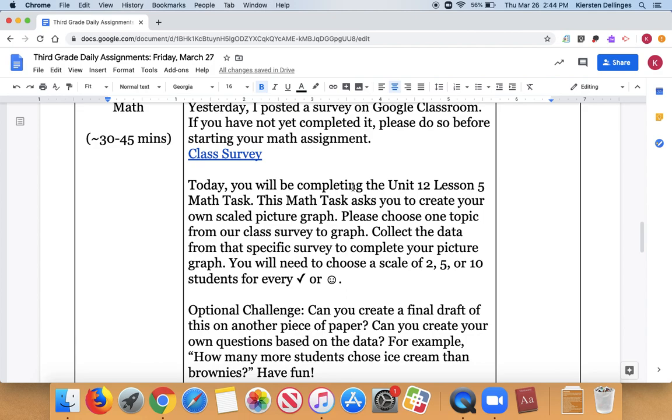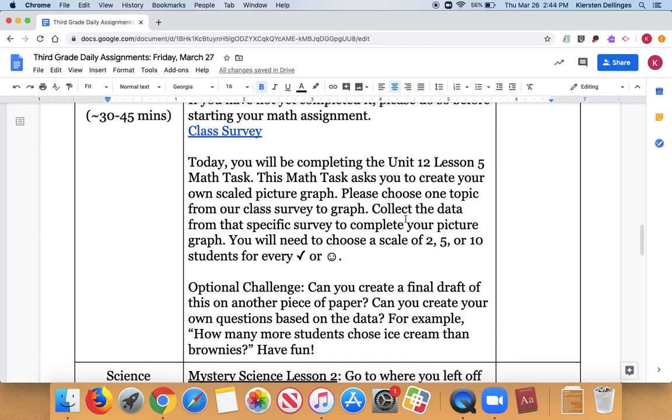Okay, so if you chose or you're most interested in your class's vote for favorite sports, then you will write favorite sports as your title, write down the labels of the favorite sports, and then create your picture graph. Okay, so use the data collected from yesterday's survey. You will need to choose a scale of either 2, 5, or 10 students for each check mark or smiley face. One of these numbers you probably would not use as your scale. Take a minute to think of what number that might be. If you said 10, you are correct.